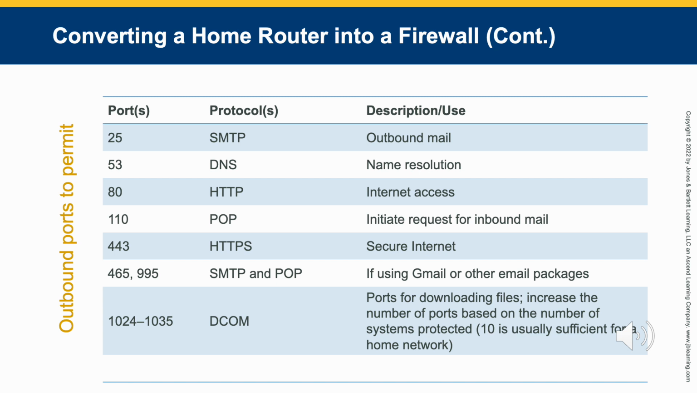And then you want 465 and 995, which are SMTP and POP over SSL, which some, like Gmail and some other home ISPs' free email accounts, would want to use. And then your DCOM ports, 1024 through 1035.